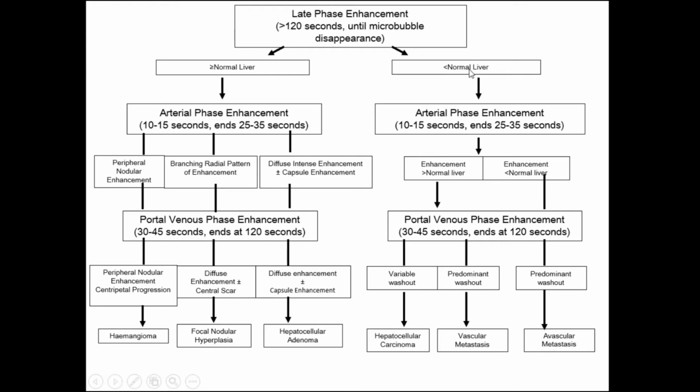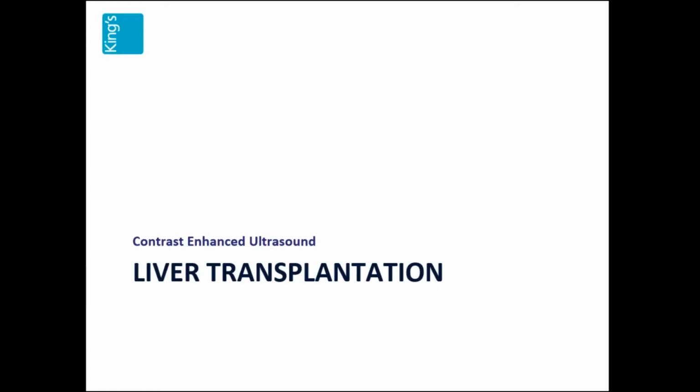But if it's less than normal liver, if it's a black hole, then it's going to be metastases, vascular or avascular. But the metastases wash out much quicker than your hepatocellular carcinoma, which depends on the degree of differentiation. And many people are looking at grading and categorizing hepatocellular carcinomas. Very recently, the American College of Radiology has issued the CEUS LI-RADS guidelines, and I encourage you to look at those as well. But there are other areas that we use it.